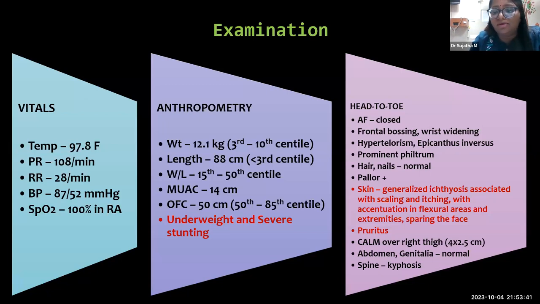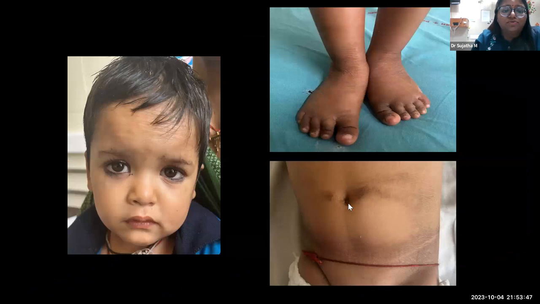There was a cephalic macule over the right thigh. And abdominal and genitalia examination was normal, with mild kyphosis on spine examination. So we can appreciate the dysmorphic features given in the head-to-toe examination. There was a mild hypertelorism, epicanthus inversus, a prominent philtrum, and frontal bossing.